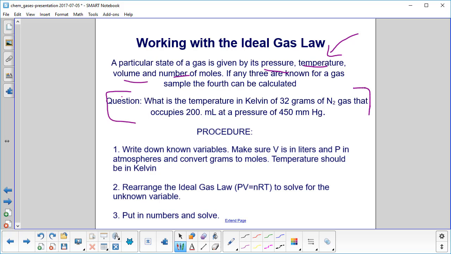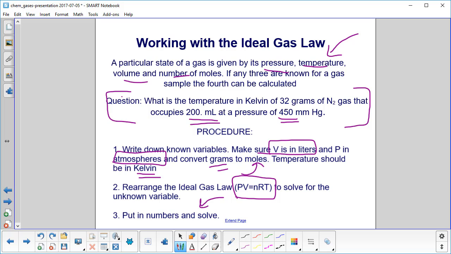What is the temperature in Kelvin of 32 grams of nitrogen gas that occupies 200 milliliters at a pressure of 450 millimeters of mercury? First, write down the known variables. Again, make sure V is in liters and pressure is in atmospheres. You have to convert grams to moles, and we did that in the last unit quite a bit. Temperature, of course, has to be in Kelvin. Rearrange the ideal gas law, PV equals nRT, to solve for the unknown variable, and then finally at the end you put the numbers in and solve.